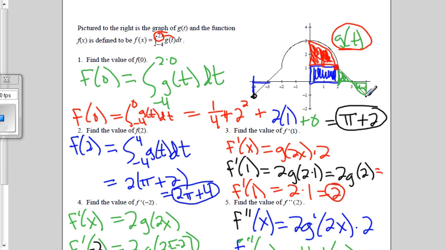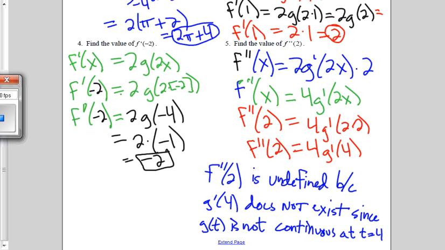Oh, here's 4 right here. Ooh, that's the end point. So it's not continuous over here. So obviously if it was up here at 3 or up here, I can't do it at corners, but I can't take the derivative at this endpoint. So we know f double prime of 2 is going to be undefined because g prime of 4 does not exist since g of t is not continuous at that point. Let me write that out right now.